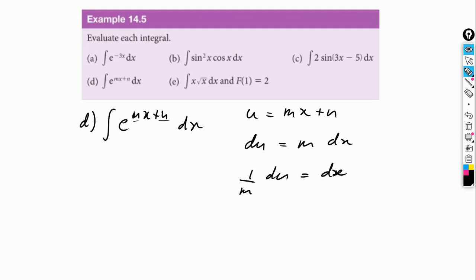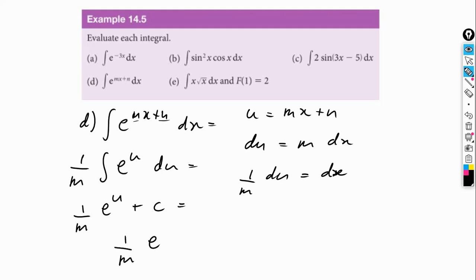So notice that we now have everything ready to substitute. So we could rewrite this as 1 over m times the integral of e to the u du, and this simply equals 1 over m e to the u plus c, and then just substitute back in. So the solution would be 1 over m e to the power of mx plus n, and don't forget the constant, plus c. This could also be considered a general rule for the integral of e to the power of a linear function.